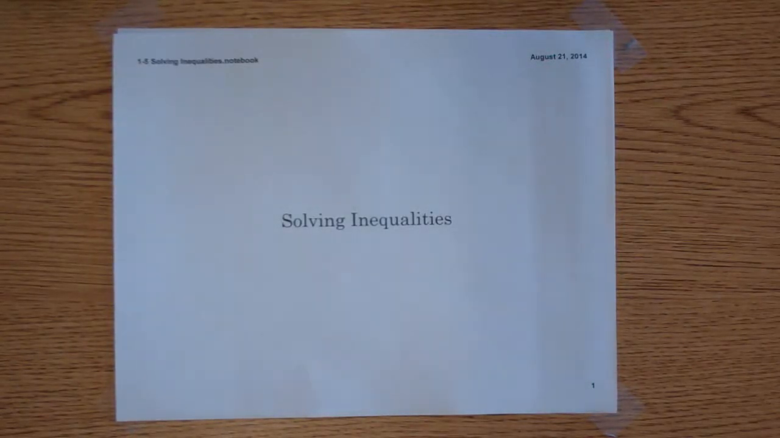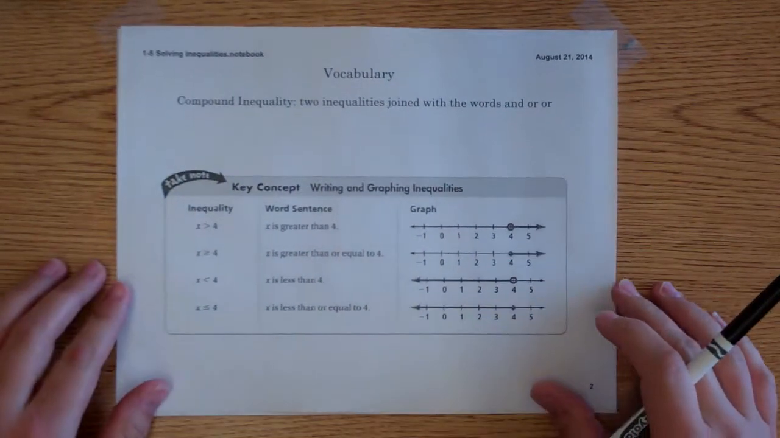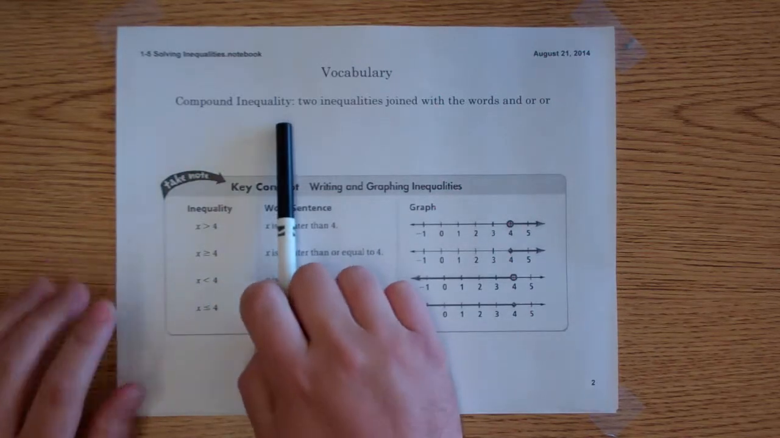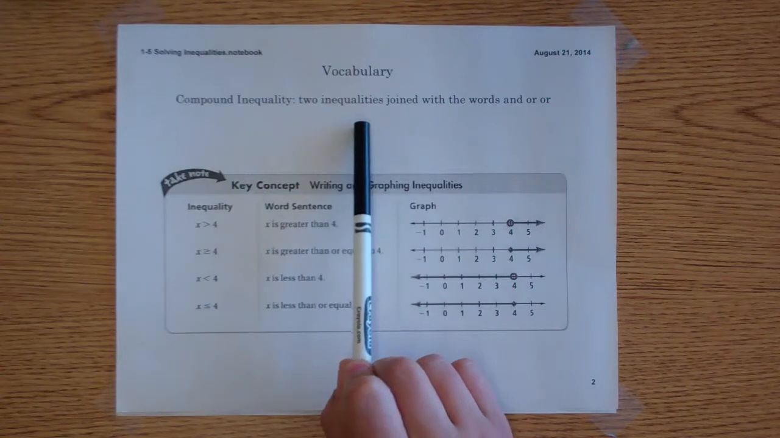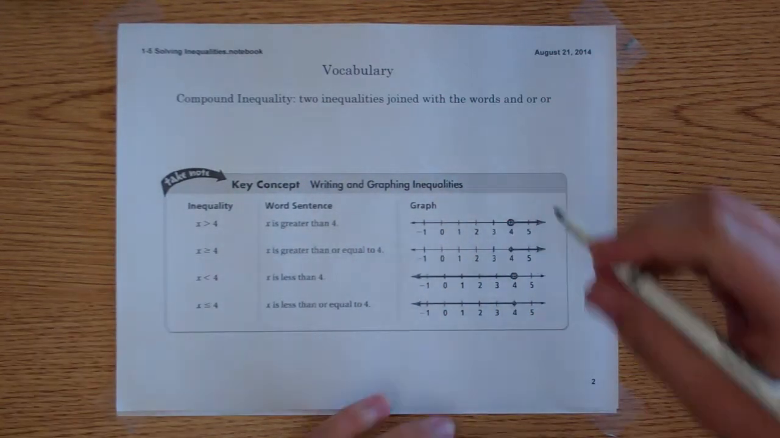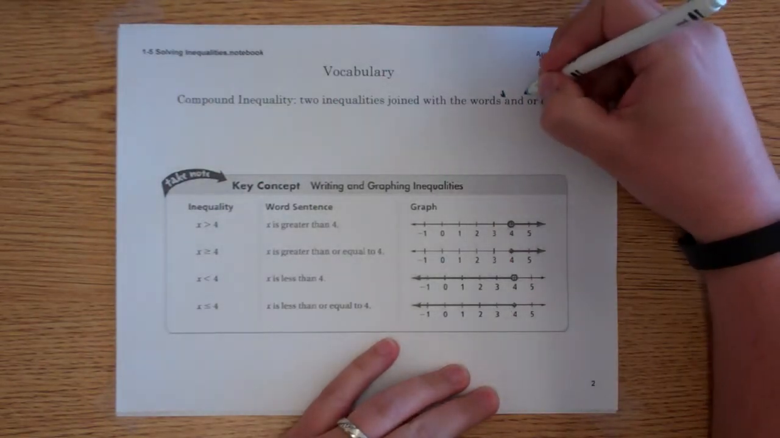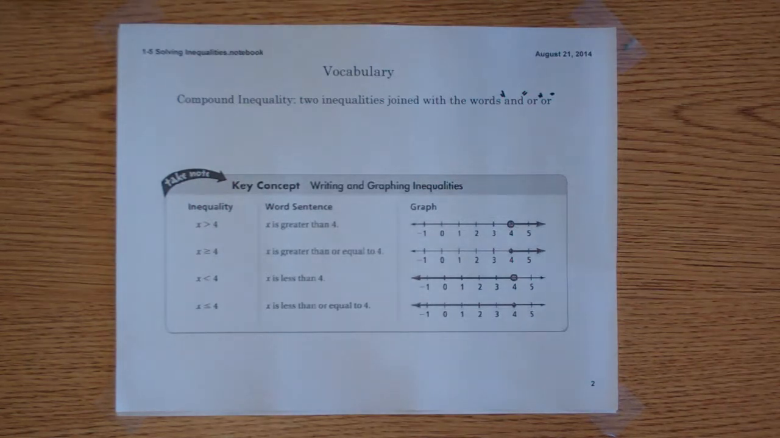All right, in this video, we're going to go over solving inequalities. We only have one vocab word today, which is compound inequality. A compound inequality is two inequalities joined with the words "and" or "or." So, and, or. All right?